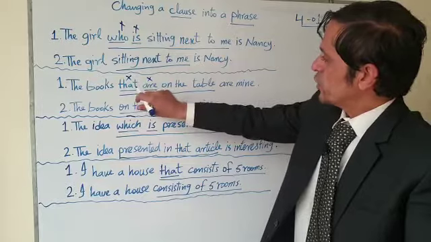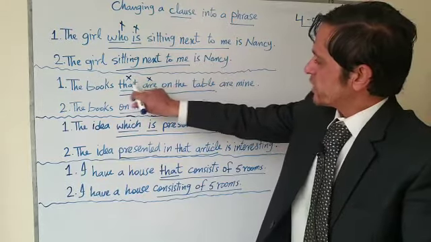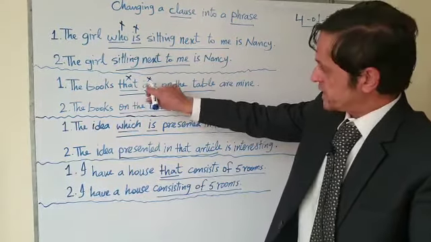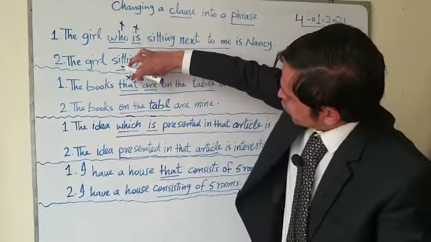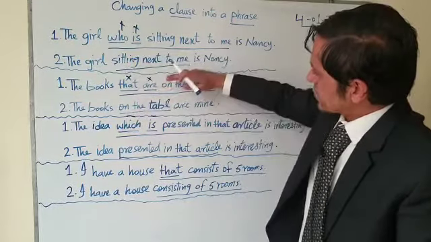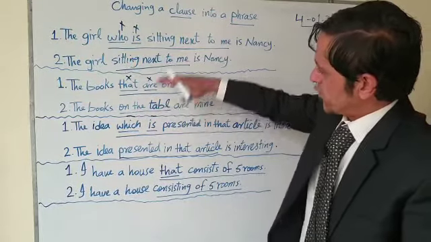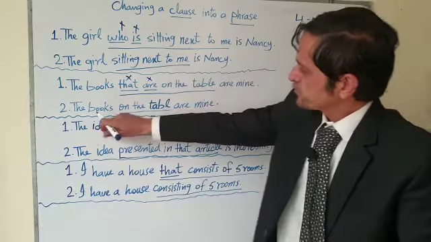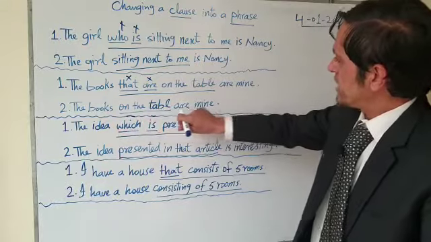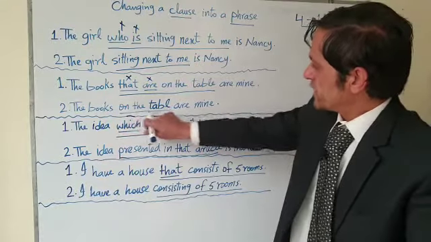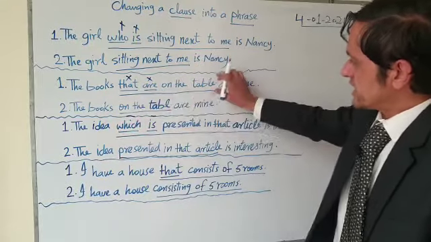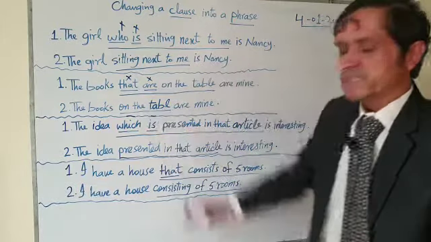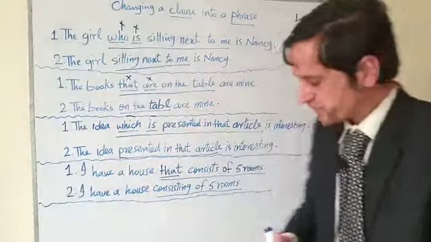So we will remove these two words. We will omit, we will delete these two words from here, and this clause will be changed to a phrase, or reduced to a phrase. The books on the table are mine. "That are on the table" is a clause. "On the table" is a phrase.